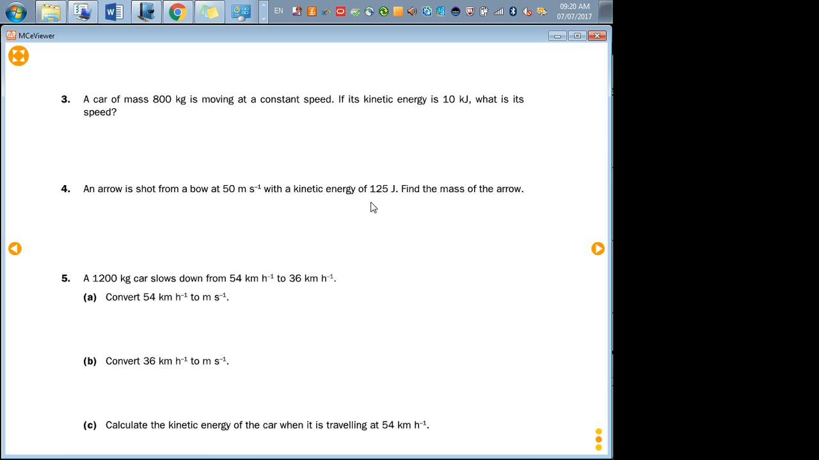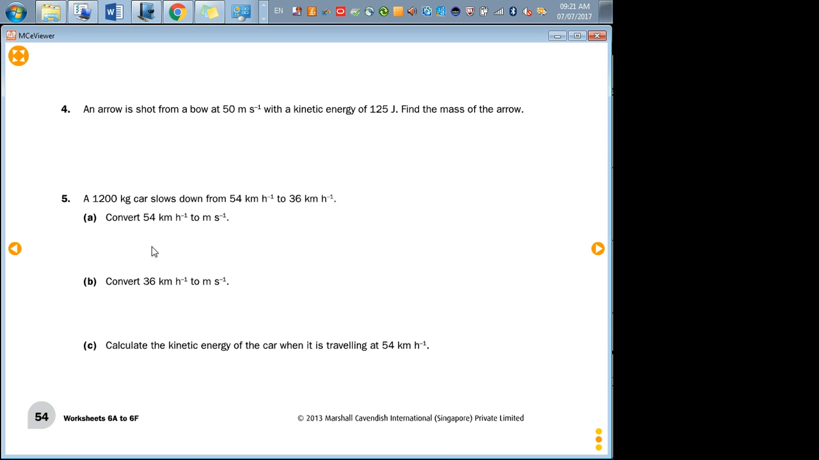Okay, kinetic energy equals half mv squared. You have the kinetic energy already. It is equal to half times mass. Do we know the mass? Don't know yet, so let's leave it as m times v squared. How much is v? 50. Square it. You have one equation with only one unknown. Solve it. Easy or not?